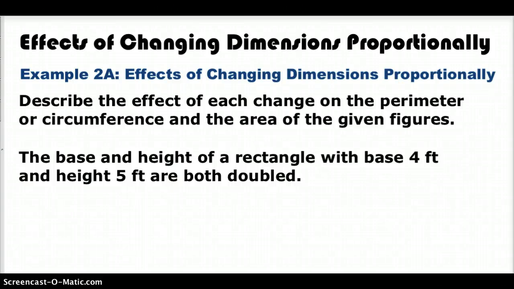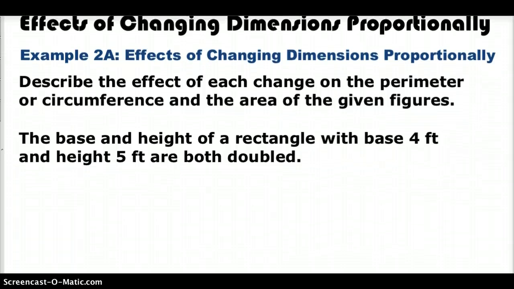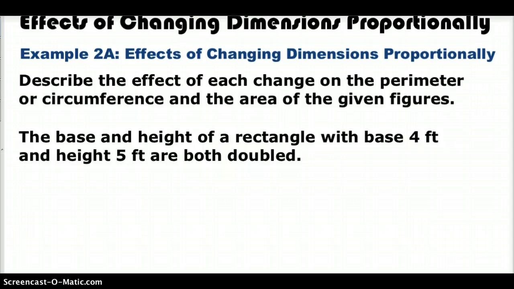Let's look and see what happens here when we change the dimensions of a particular figure proportionally. It asks us to describe the effect of each change on the perimeter and the circumference and the area of the given figures. Obviously, to talk about circumference, it has to be a circle. If it's a polygon of sorts, we have to call this perimeter.